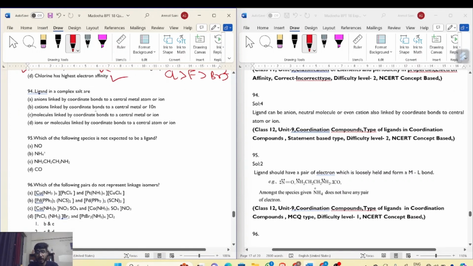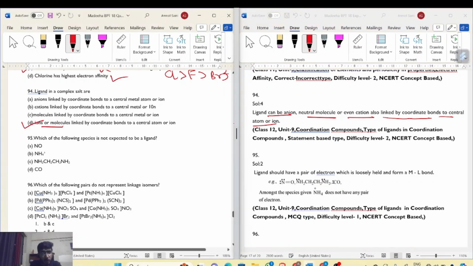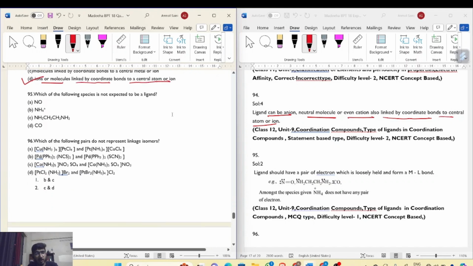Now question number 94. Ligand in a complex salt are... Okay, so it is asking for the definition of ligand. We know ligands can be ion, neutral molecule, or even cation, also linked by coordinate bonds to central metal or ion. Okay, so the correct definition will be option number 4, ion or molecule linked by coordinate bonds to a central metal or ion. Okay, it is just the definition of ligand.